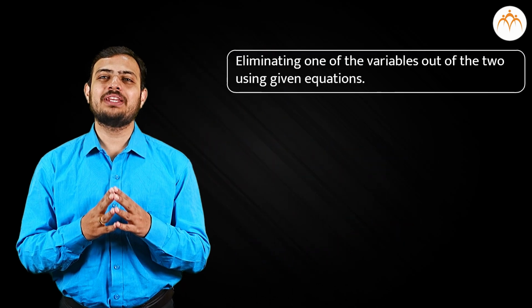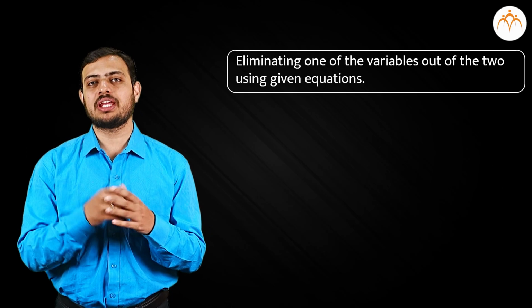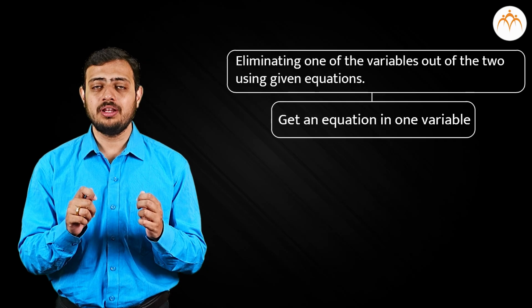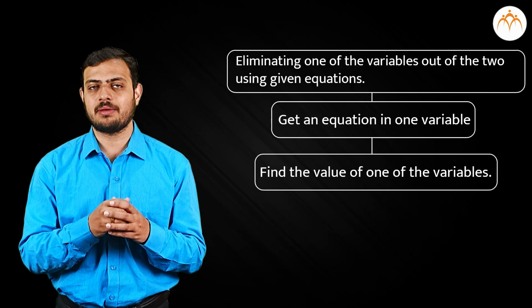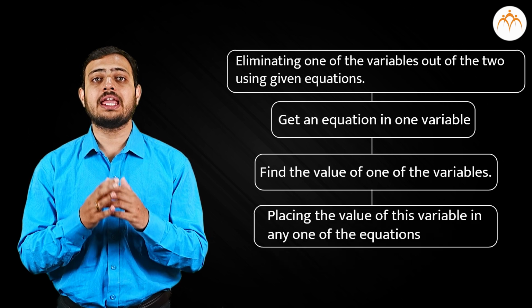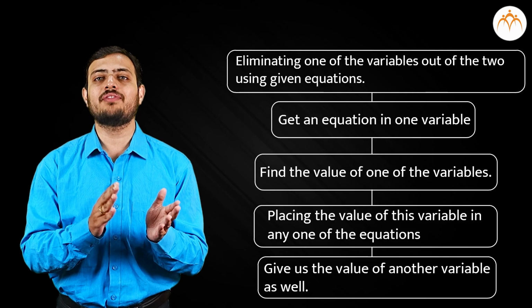Well, this can be done by eliminating one of the variables out of the two using given equations. This will help us get an equation in one variable which can be solved easily to find the value of one of the variables. Now, by placing the value of this variable in any one of the equations can give us the value of another variable as well.